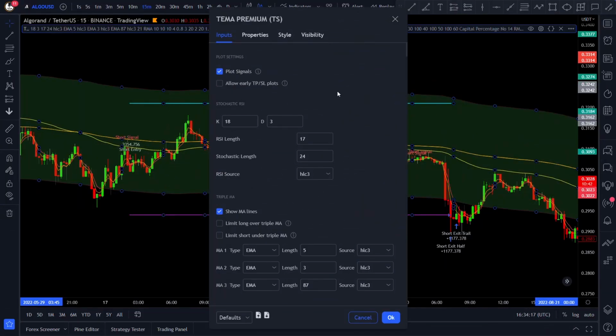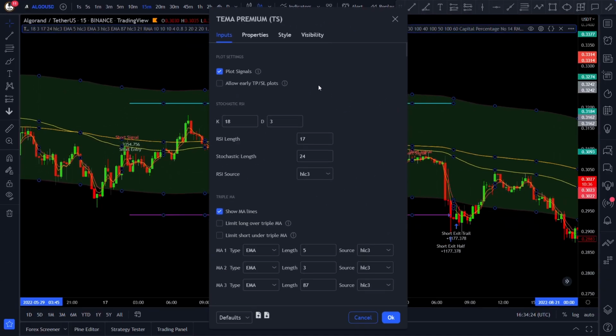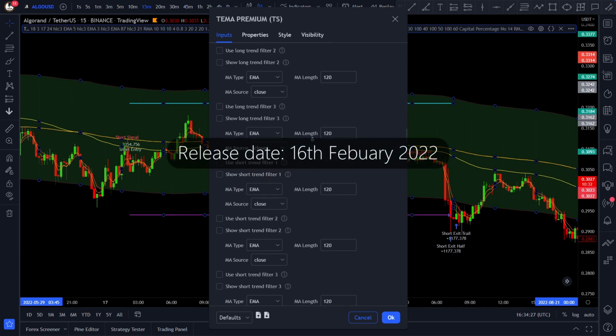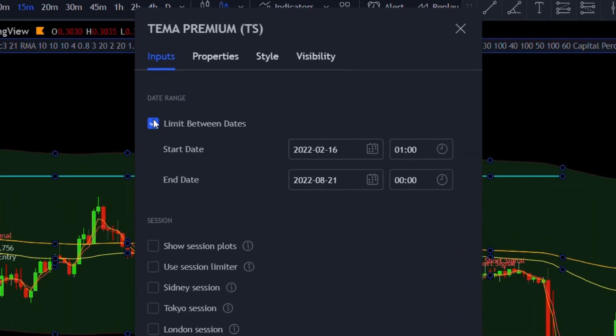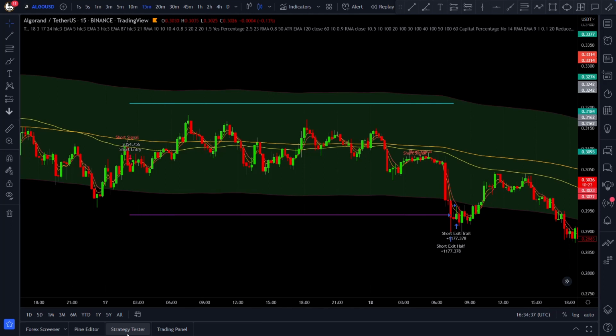Let's start off with one of our best optimizations, the EMA script optimized for the 15-minute ALGO USDT chart. This script was optimized and released to our smart traders on the 16th of February. So now I will limit the script's trading time to only show the trades that were taken after the 16th of February. Okay, here you can see the results.